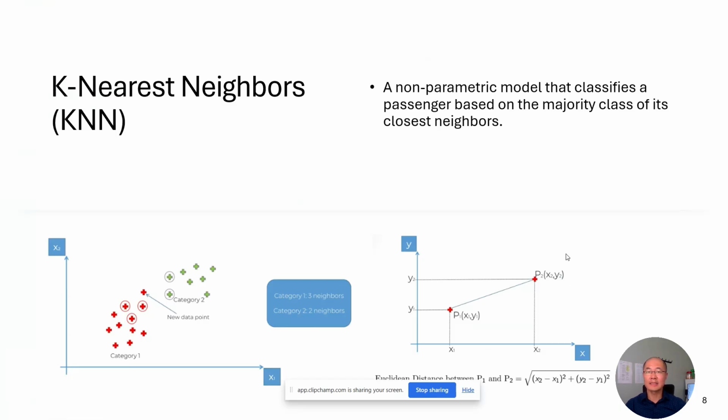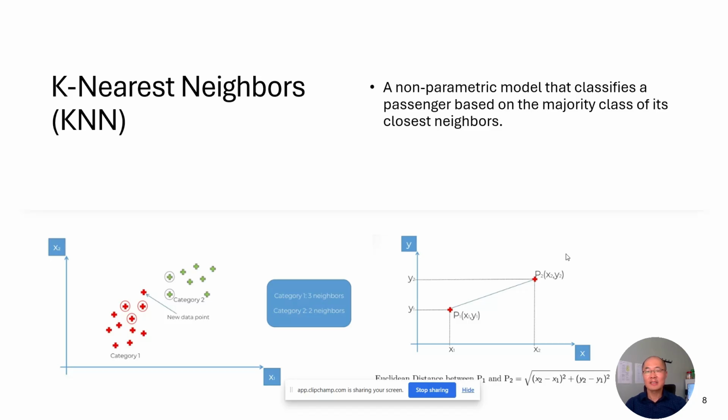K-Nearest Neighbors, or KNN, is a non-parametric model that classifies a passenger based on the majority class of its closest labels. Easy to understand but sensitive to dataset size and noise. This model is all about peer pressure. Instead of building a complex rulebook, it's simply looking around. For a new passenger, it finds the, say, 5 most similar passengers in the dataset, their closest labels. If the majority of those labels survived, it predicts survival. It's a very intuitive idea, but it has a downside.